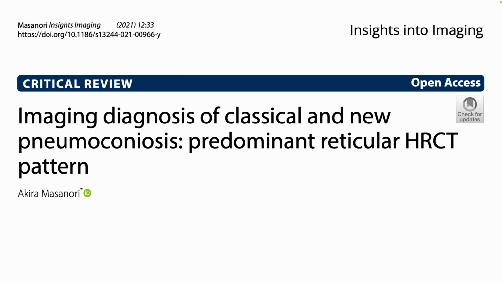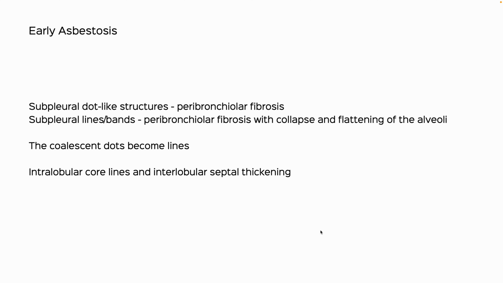And 30 years later, he is still writing, and he did this paper in Insights into Imaging, where he's looked at a bunch of pneumoconioses, specifically and including asbestosis. So, in early asbestosis, we get these subpleural dot-like structures which are due to peribronchial fibrosis, and then lines and bands which are typically coalescent dots, along with intralobular core lines and interlobular septal thickening.